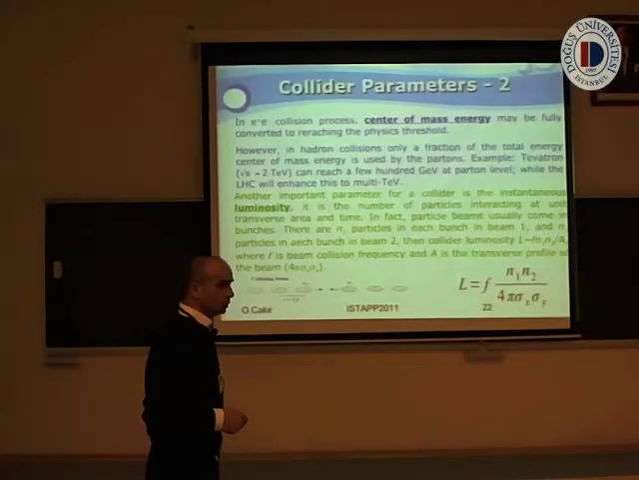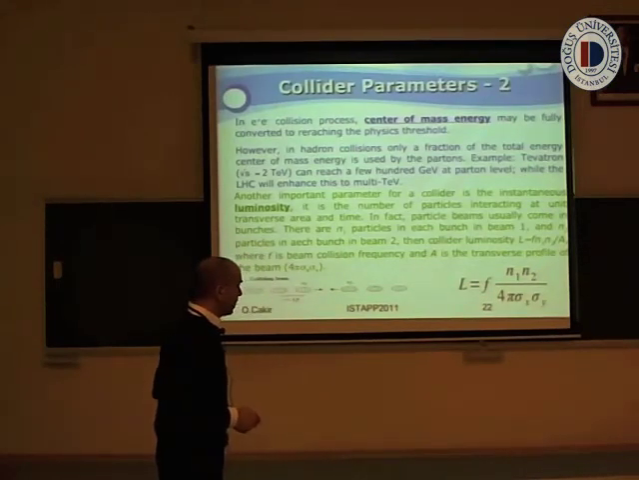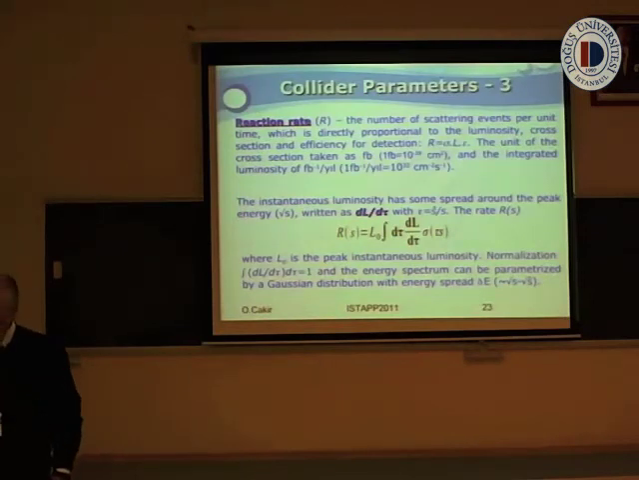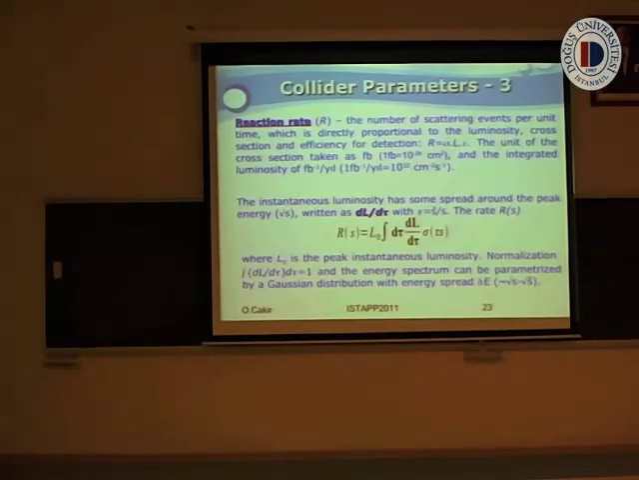Luminosity is proportional to the collision frequency and the number of particles in the bunches, and inversely proportional to the transverse beam sizes, sigma x and sigma y. The other parameter is the collision reaction rate, R, which is the number of scattering events per unit time, and it is proportional to the luminosity and the cross section, given by this formula. Here, epsilon is not emittance, it's the efficiency factor. We multiply cross section, luminosity and the efficiency factor to find the reaction rate, or the number of events.